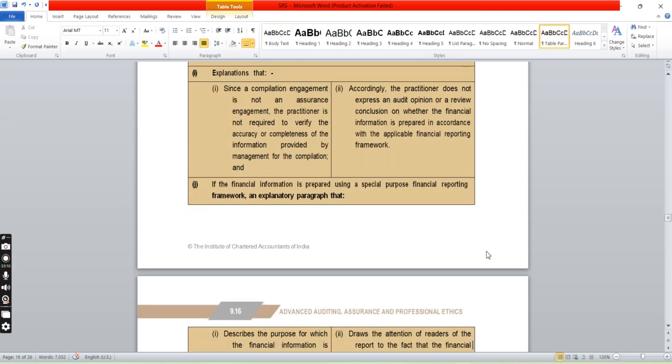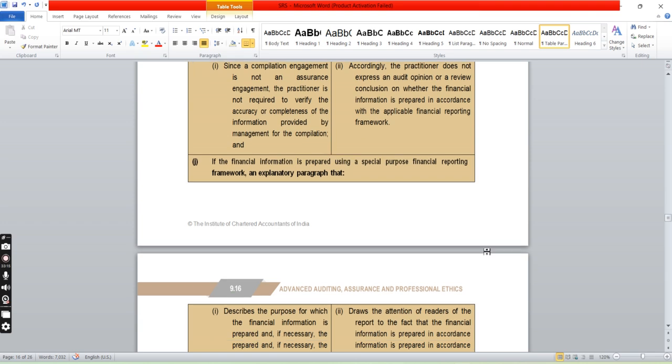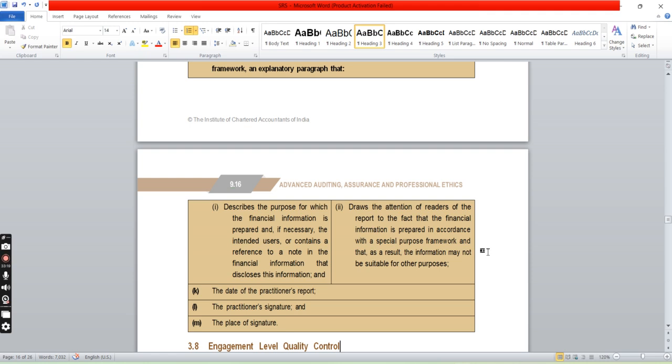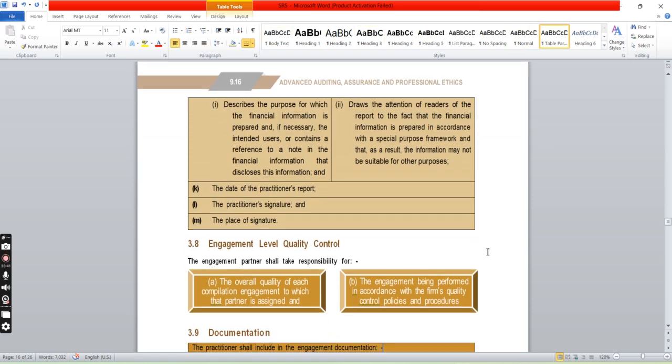If the financial information is prepared using a special purpose financial reporting framework, an explanatory paragraph will describe the purpose for which the financial information is prepared and, if necessary, the intended users, with a reference to a note in the financial information that discloses this, drawing the attention of readers of the report to the fact that the financial information is prepared in accordance with a special purpose framework. As a result, the information may not be suitable for other purposes. Then the date of the practitioner's report, the practitioner's signature and the place of signature.